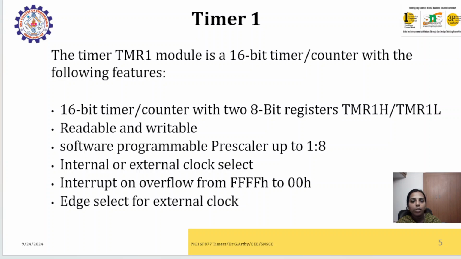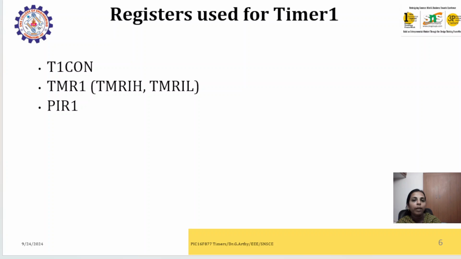Like timer 0, timer 1 also has its own special features. It's a 16-bit timer. It's readable and writable. A software programmable prescaler is available. Internal or external clock select. Interrupt on overflow is also available. Edge select for external clocks. And these are the registers relevant to timer 1.